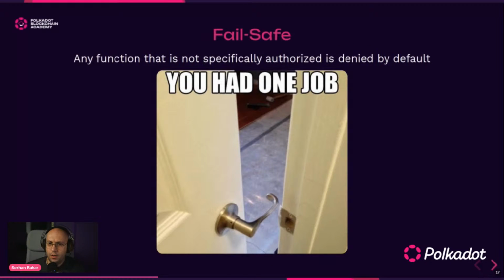And another one is failsafe. Any function that is not specifically authorized is denied by default. It's a little bit controversial and it needs to be evaluated by the application and the business case itself. Imagine there's a room and there's a fire door. Imagine the door is working so that if there's a fire inside, you can go outside, but you cannot go in.